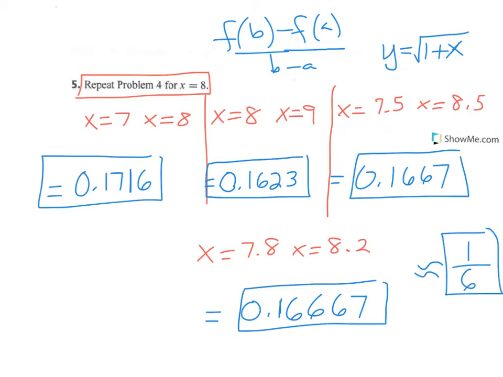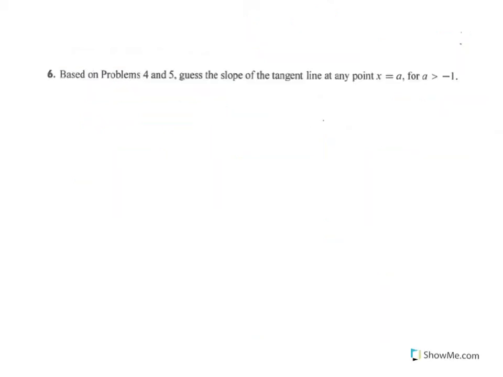And so at x equals 8, we get a slope of 1/6. At x equals 3, we get a slope of 1/4. So there's some kind of pattern here. The difficult part was in number 6, trying to find a formula for any x equals a. Later in this chapter, we'll call this the derivative, which represents the slope of the tangent line at any given point x equals a. We have a formula that helps us work these out, but for now, we're going to have to try to develop this ourselves.